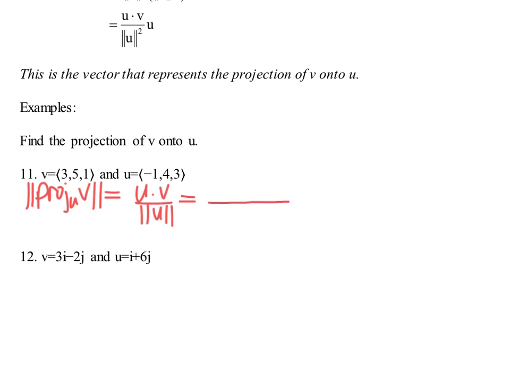So, u dot v, so we're looking at -3 plus 20 plus 3. That's something. It's a nice 20. Take it. All right. The magnitude of u, that's the square root of 1 squared, which is 1, 4 squared is 16, and then 3 squared is 9. All right, so we have 20 over the root of 26.